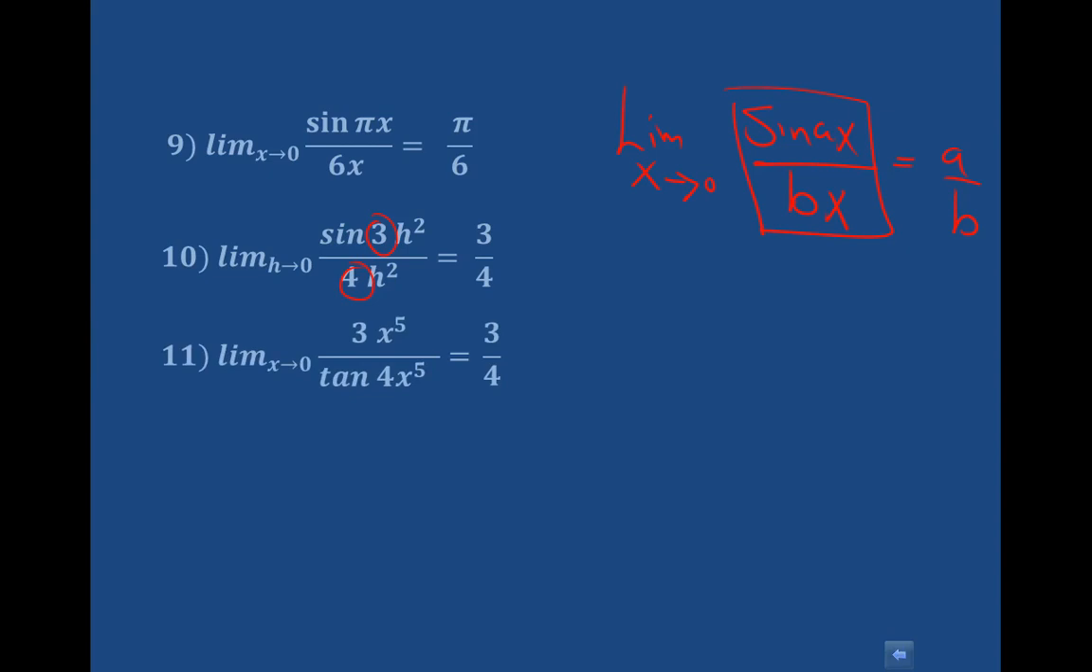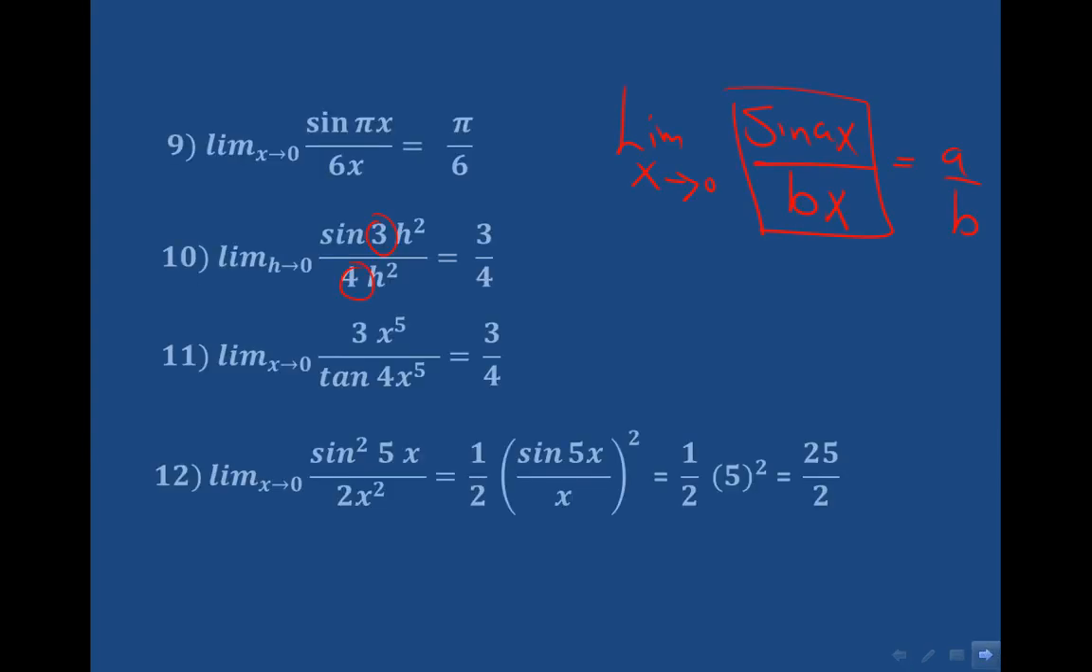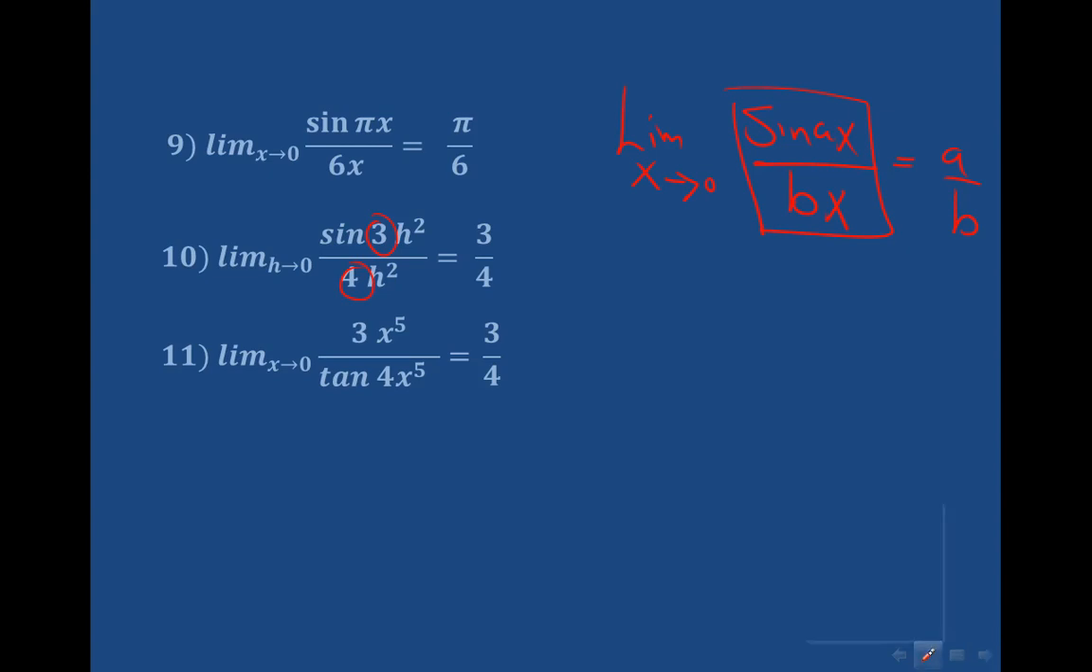Another one. Limit when x tends to 0 of tan 3x to the power 5 over 4x to the power 5. This is ax over bx. Then the limit equals 3 over 4. This is like the rule limit when x tends to 0 of ax over tan bx. Here the limit equals a over b.